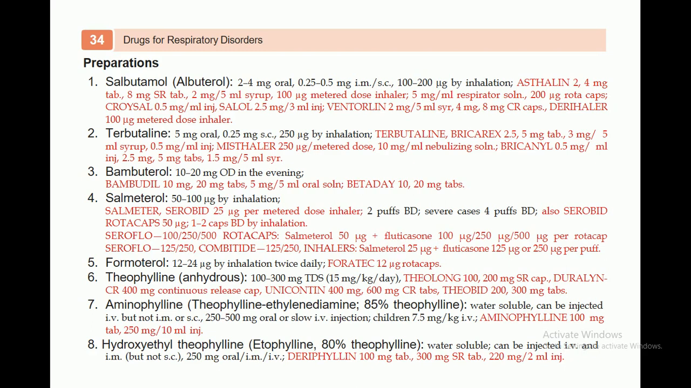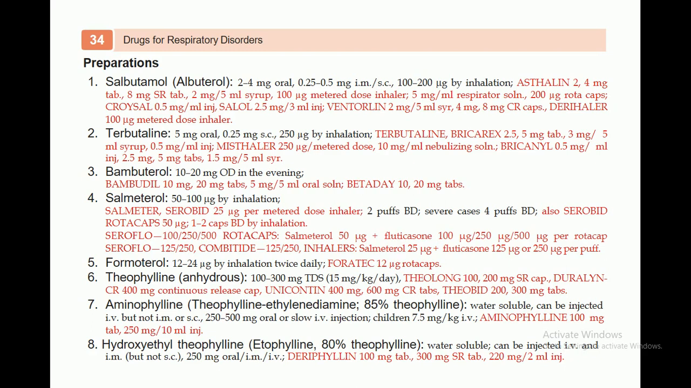Then 25 to 150 micrograms per metered dose, and 10 milligram per ml nebulizer solutions, and Bricanyl. That is also available in a dose of 0.5 milligram per ml in injection, 2.5 mg and 5 milligram tablets, 1.5 mg per ml. So there are many more drugs that are available in different doses.